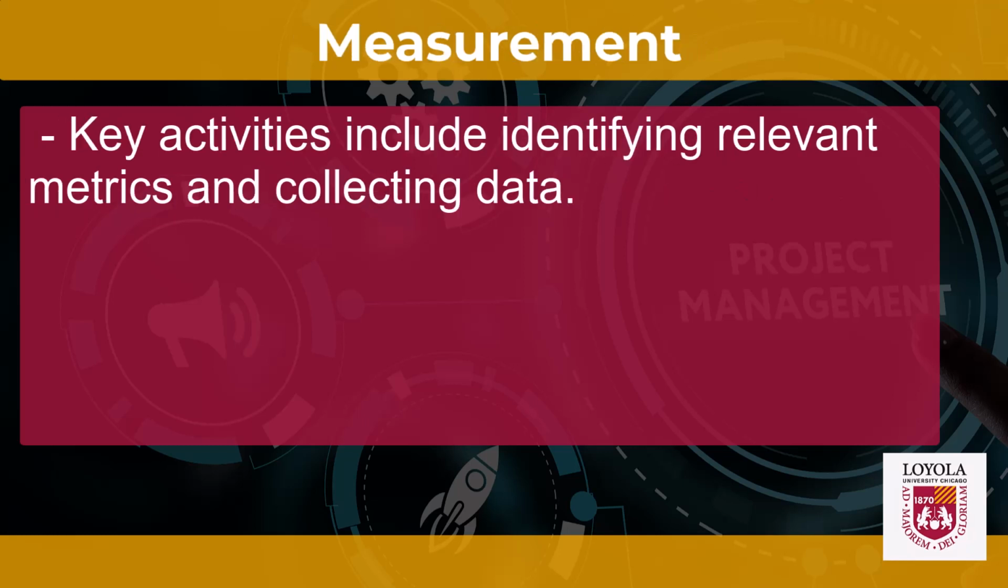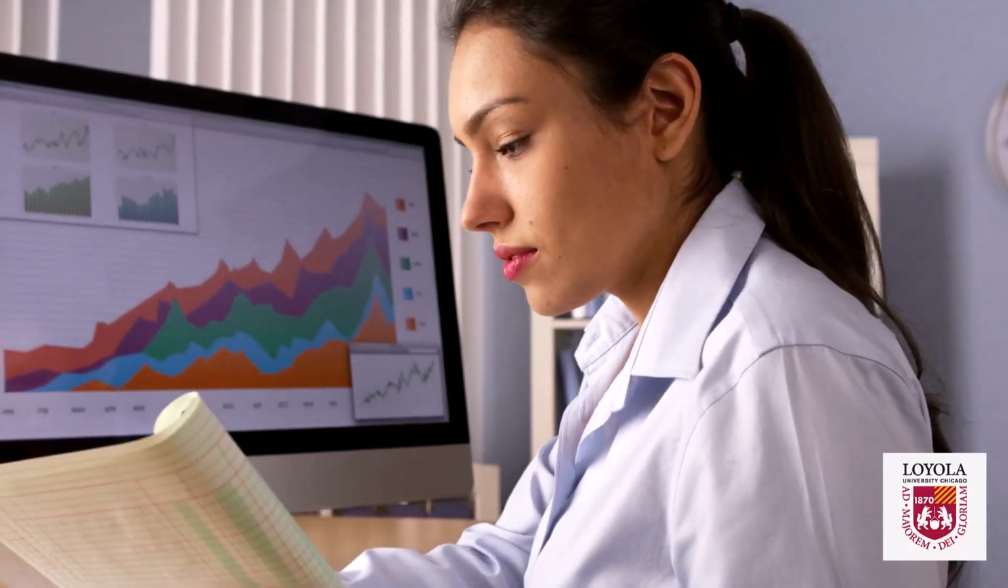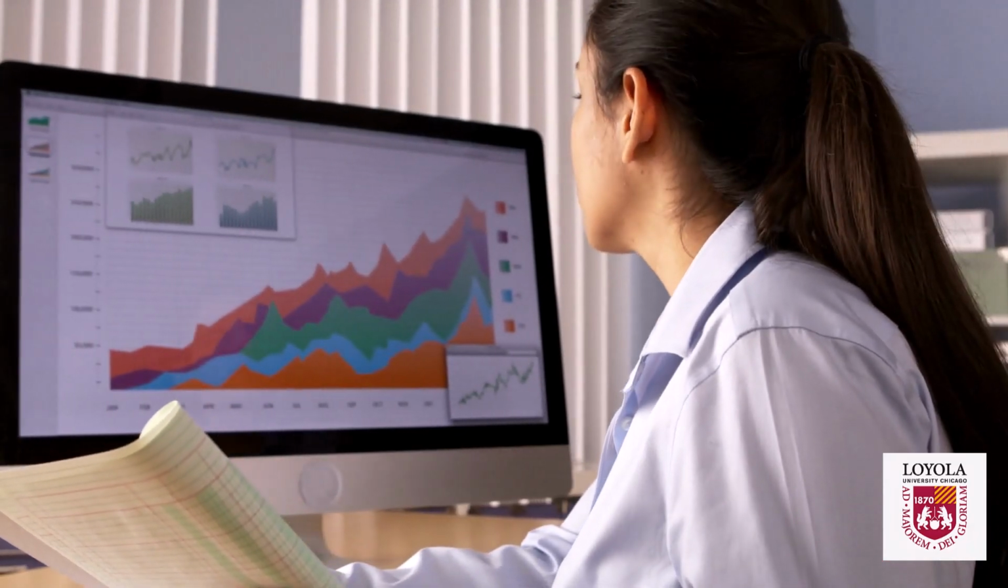Then there's measurement. Measurement is crucial. You need systems to collect data and measure project performance, often using key performance indicators and metrics. Organizations establish measurement systems to track project performance. Key activities include identifying relevant metrics and collecting data. And then we have continuous improvement. Continuous improvement follows. It's all about using data and feedback to make your project management practices even better. Organizations use data and feedback to identify areas of improvement. This phase emphasizes a culture of learning and adaptation.